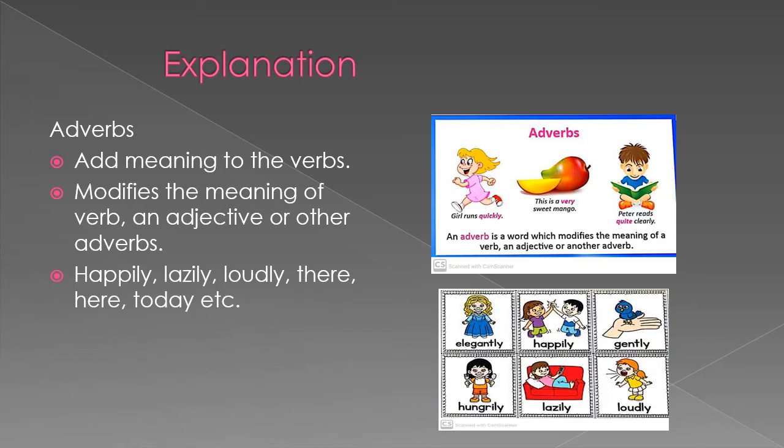Here are some of the examples. Happily, lazily, loudly, there, here, today, tomorrow, yesterday. All these words are adverbs.